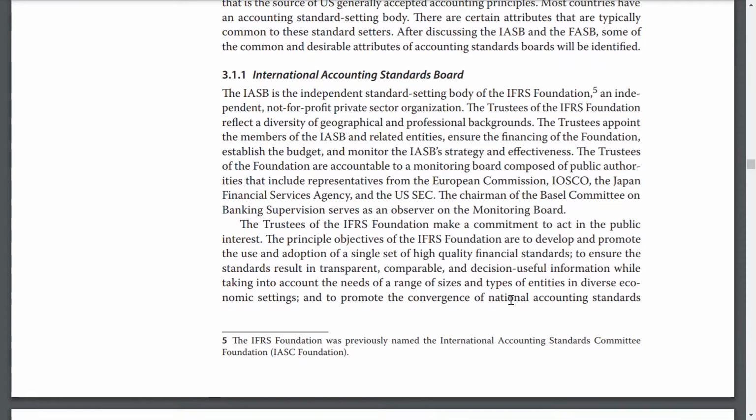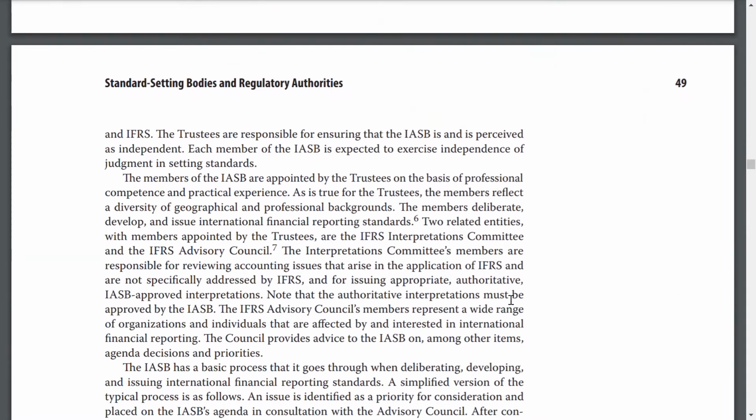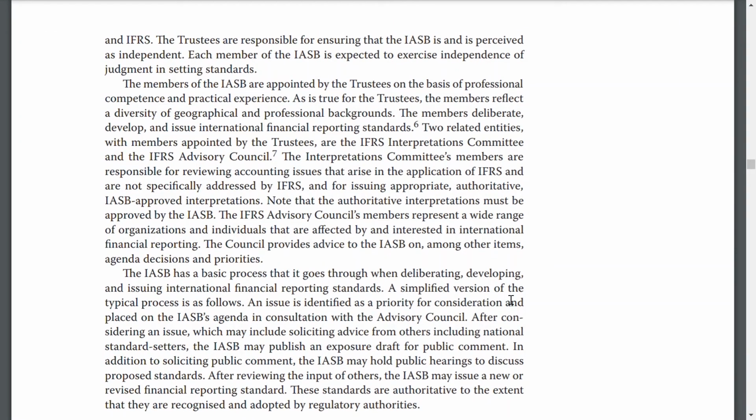For the IFRS, the trustees are responsible for ensuring the IASB's independence and its perceived independence. Each member of the IASB is expected to exercise independence and judgment in setting standards. Members of the IASB are appointed by the trustees on the basis of professional competence and practical experience. As is true for the trustees, the members reflect a diversity of geographical and professional backgrounds. The members deliberate, develop, and issue international financial reporting standards. There are related entities whose members are appointed by the trustees.